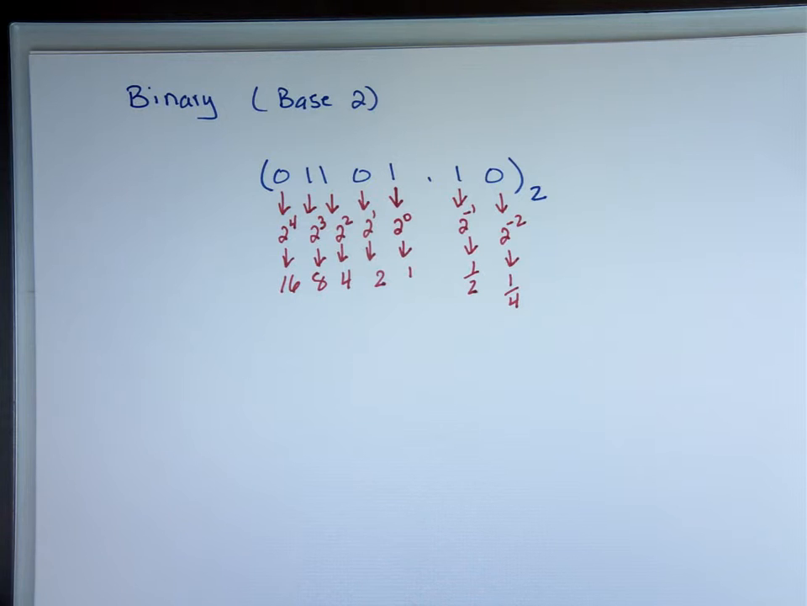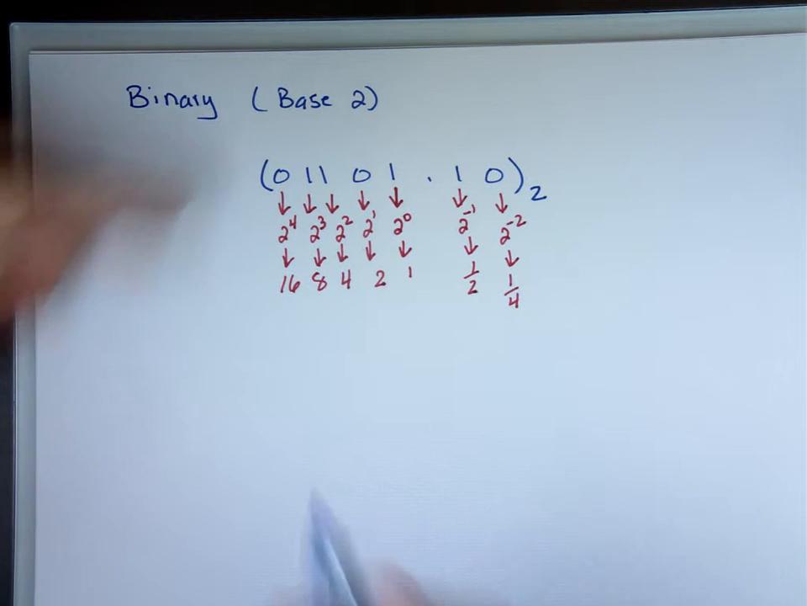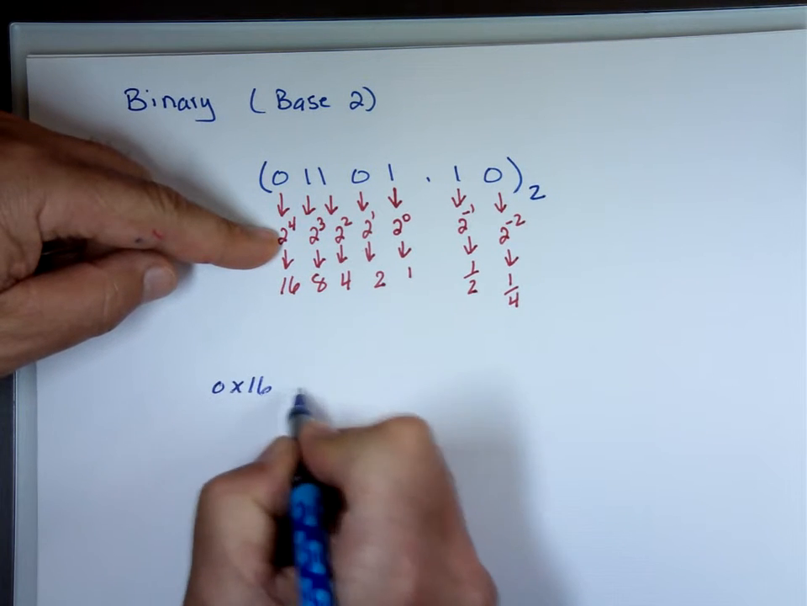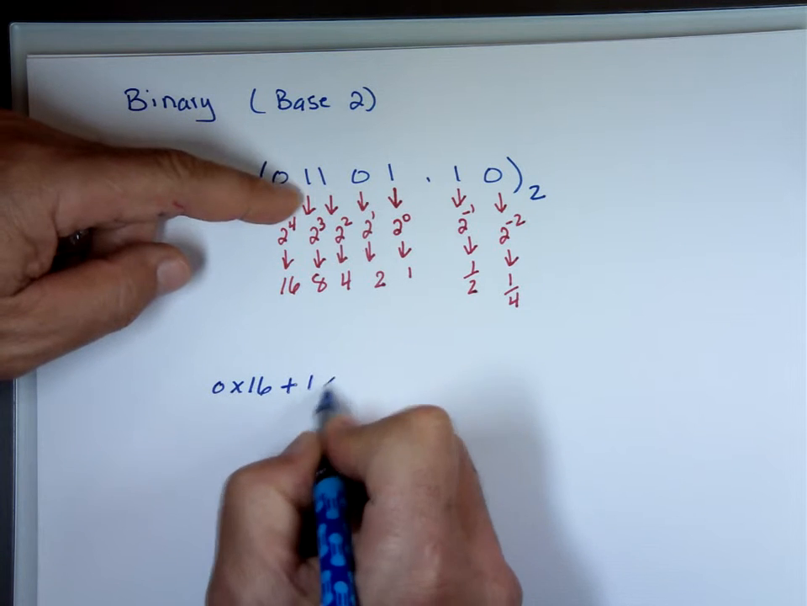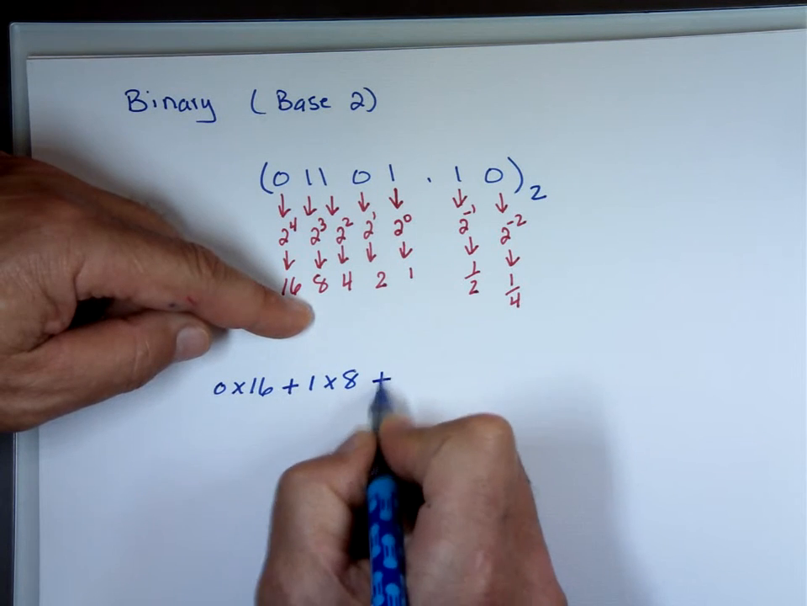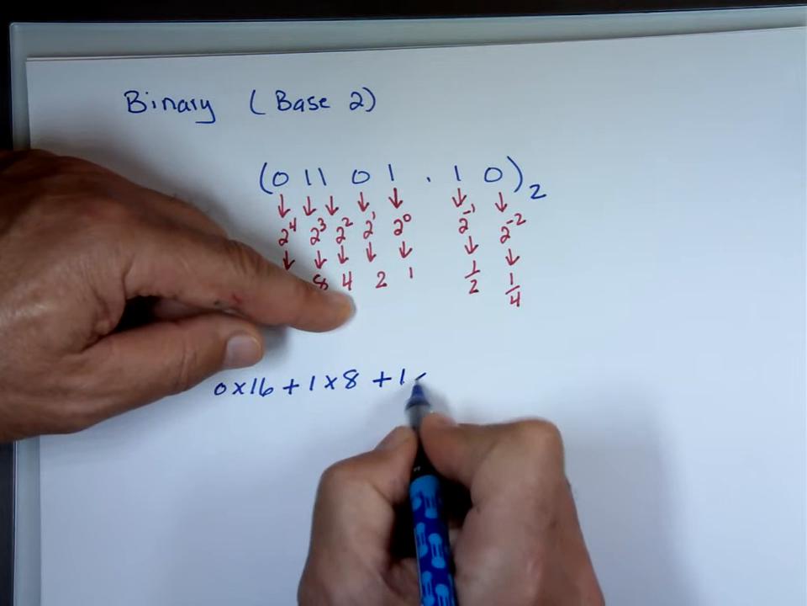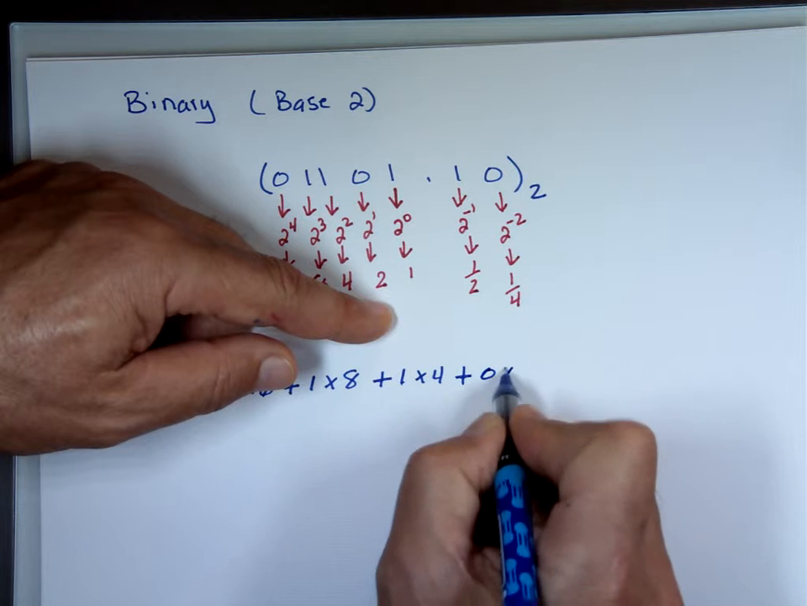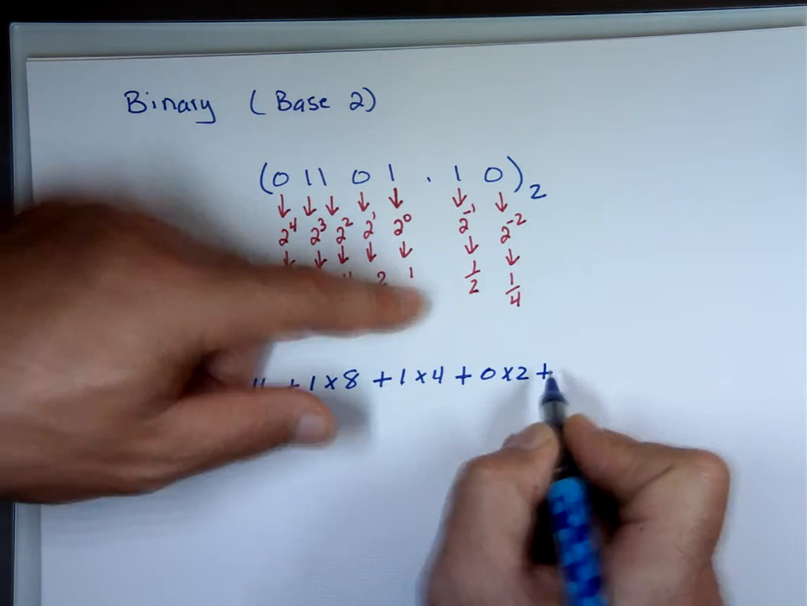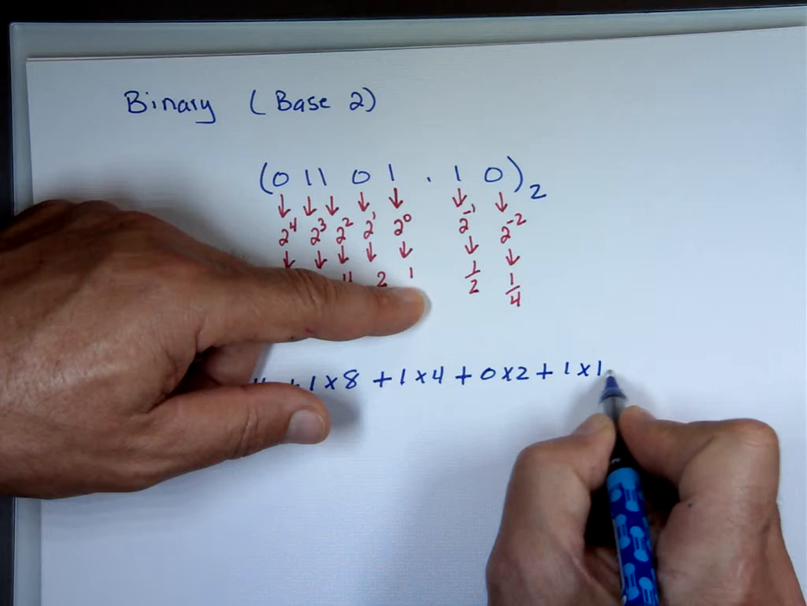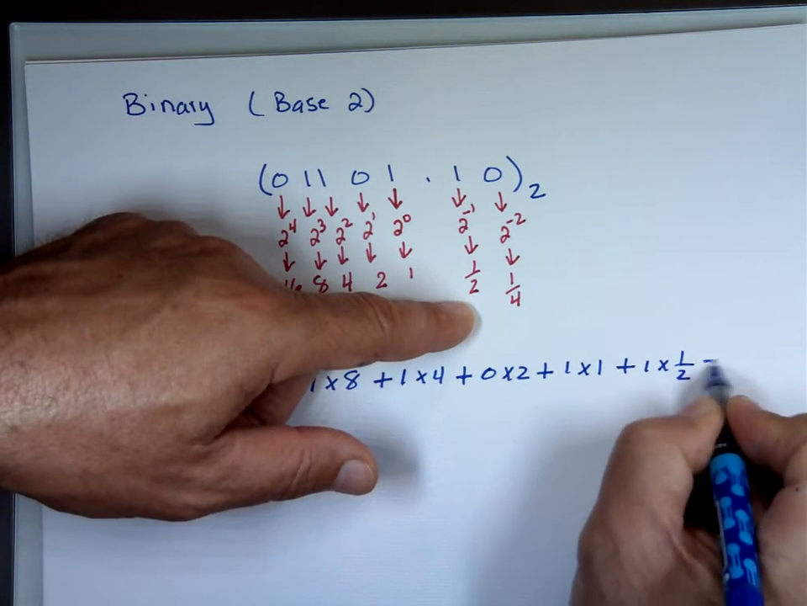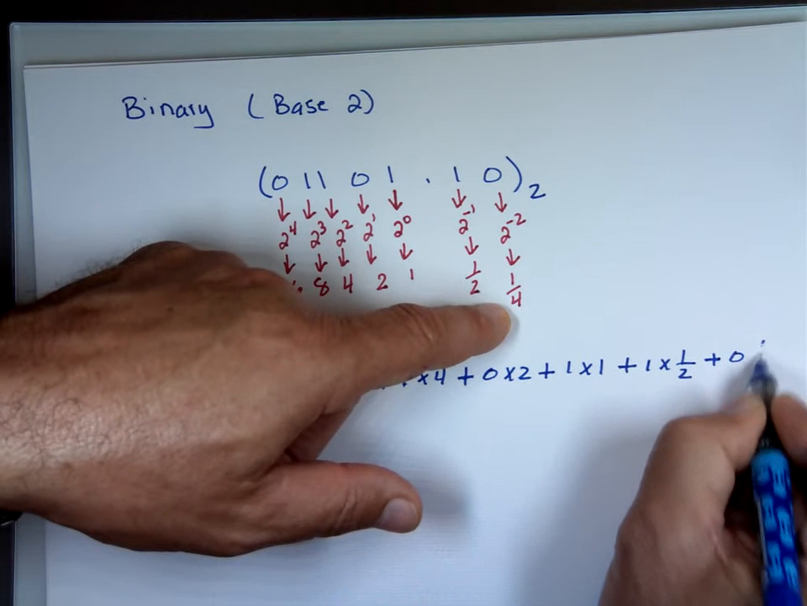So when you try and find out what is the equivalent of that number in our number system, this will be 0 times 16, plus 1 times 8, plus 1 times 4, plus 0 times 2, plus 1 times 1, plus 1 times a half, plus 0 times 1/4.